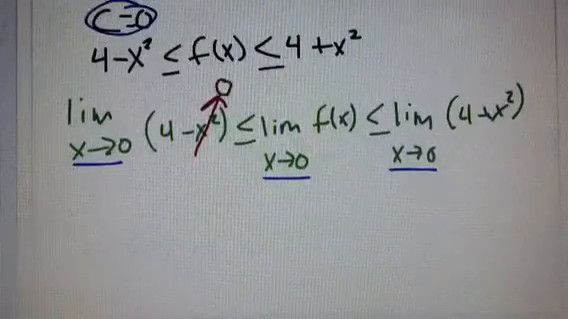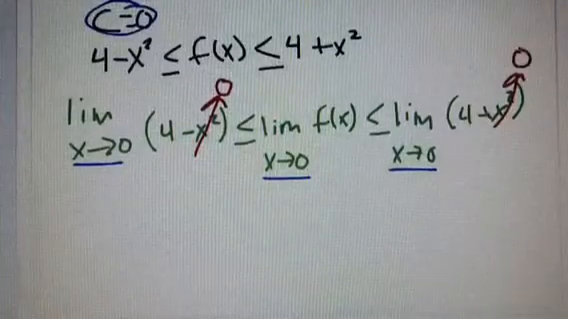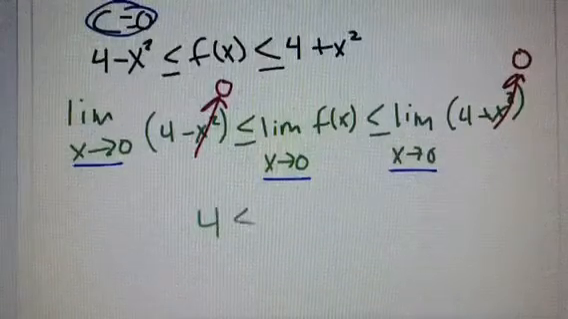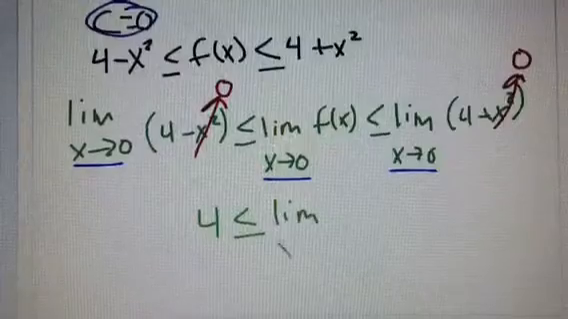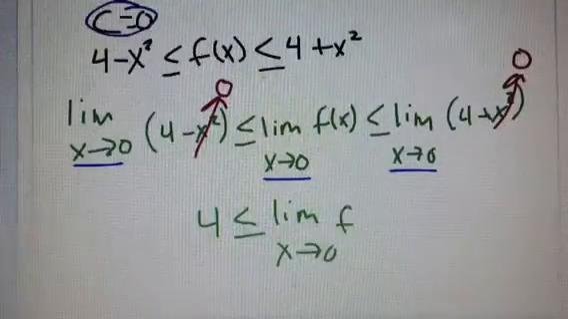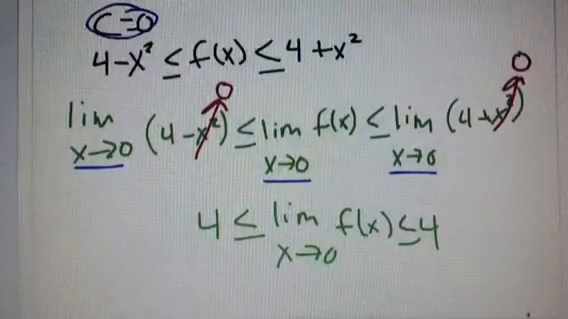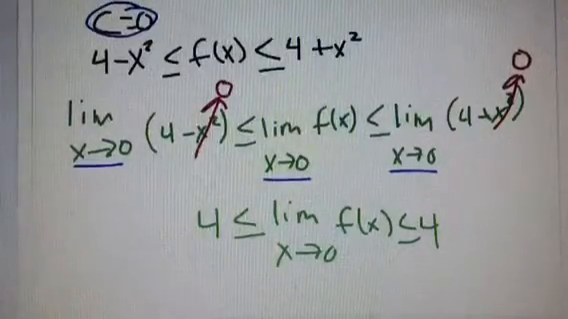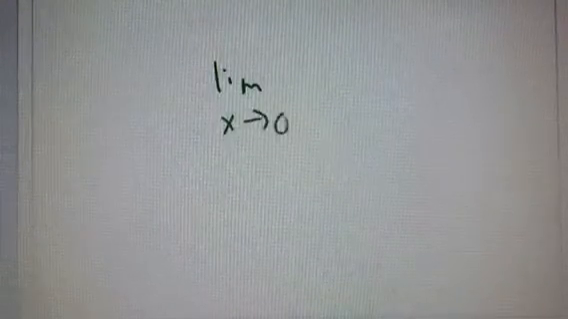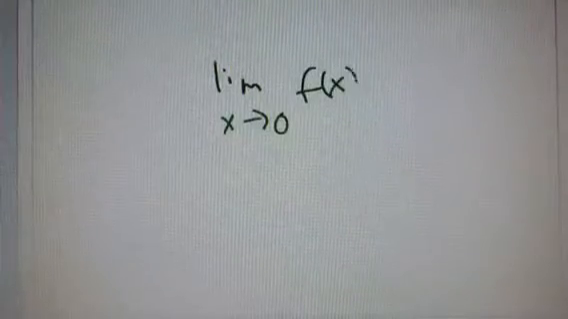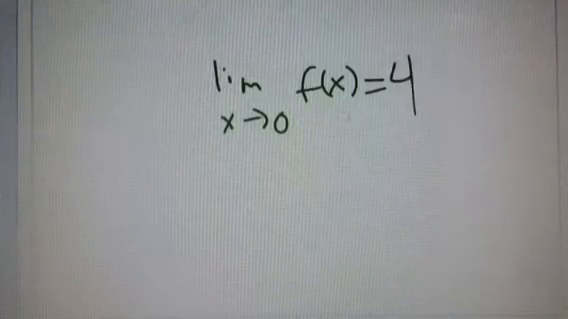So we do that, and we see that as the limit as x approaches 0, the x squareds go to 0, so then we are left with 4 is less than or equal to the limit as x approaches 0 of f of x, which is less than or equal to 4. Therefore, we can conclude that the limit as x approaches 0 of f of x equals 4, because of the squeeze theorem.